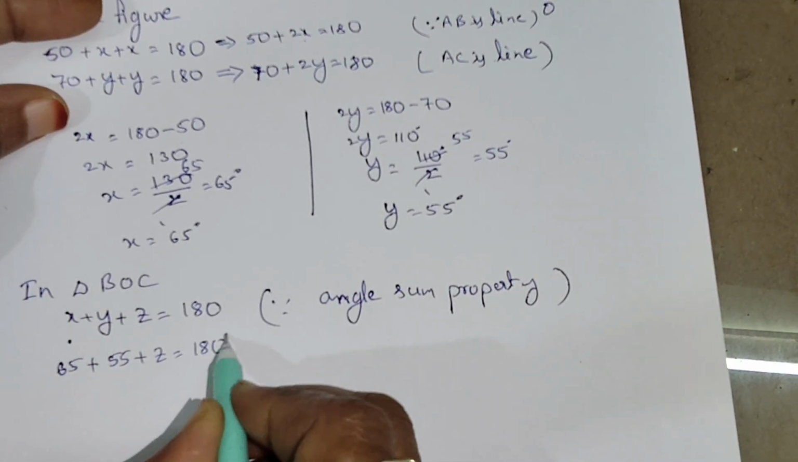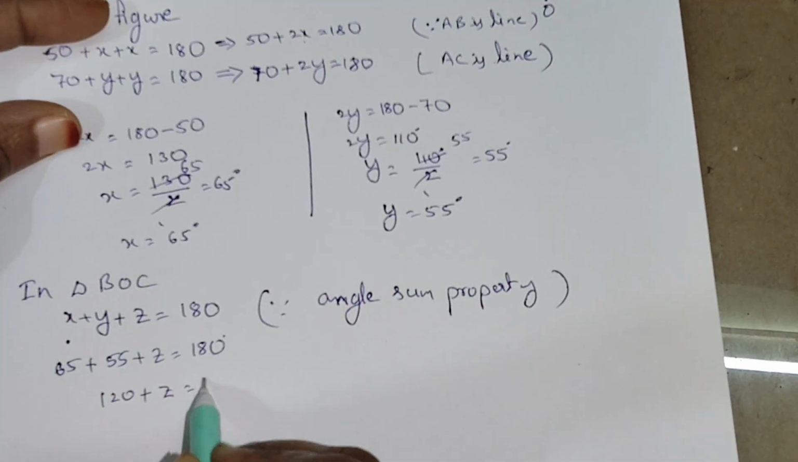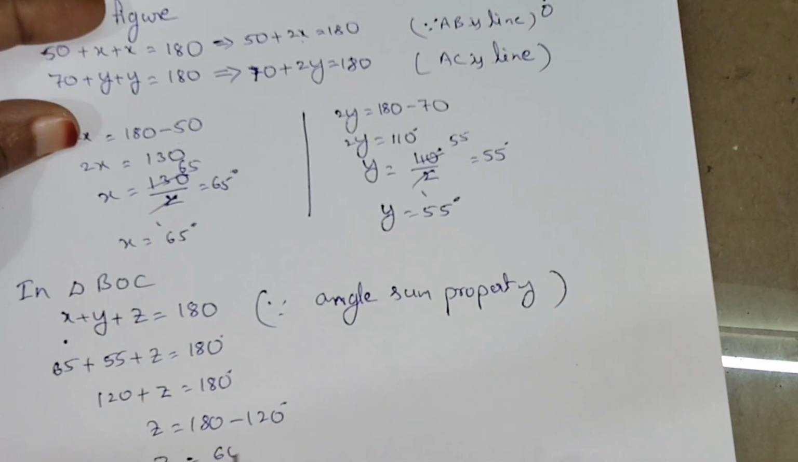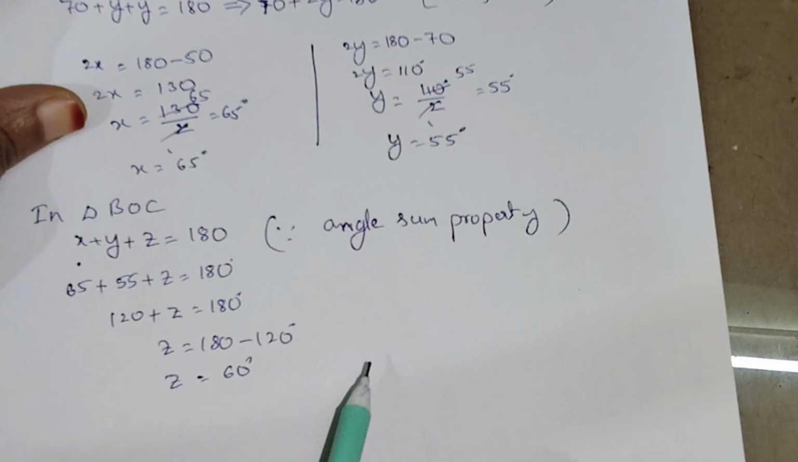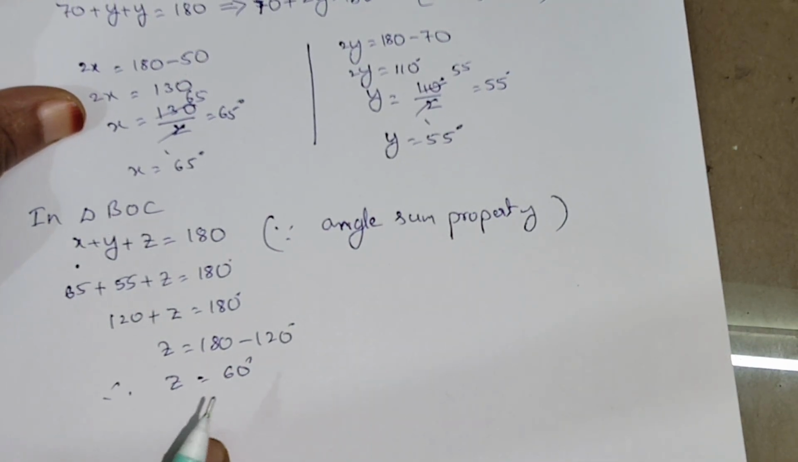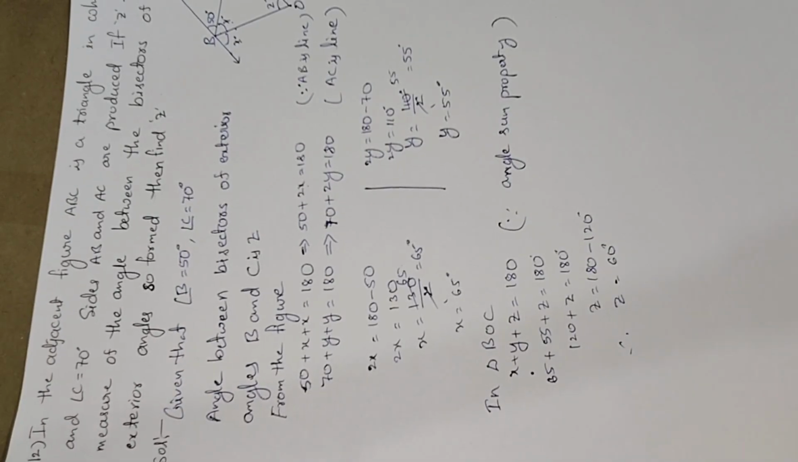65 plus 55 is 120, so 120 plus z is equal to 180. Here z is equal to 180 minus 120, so that equals 60. Z is equal to 60. Therefore z is equal to 60. Here they are asking the z value, so we found the z value. This is the complete solution of the 12th one.